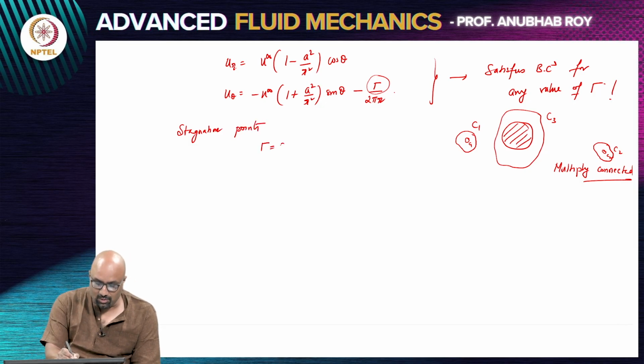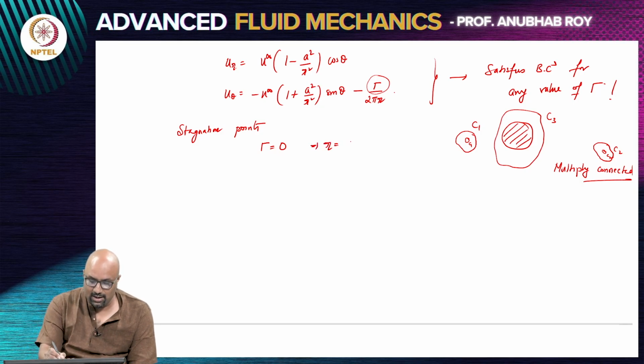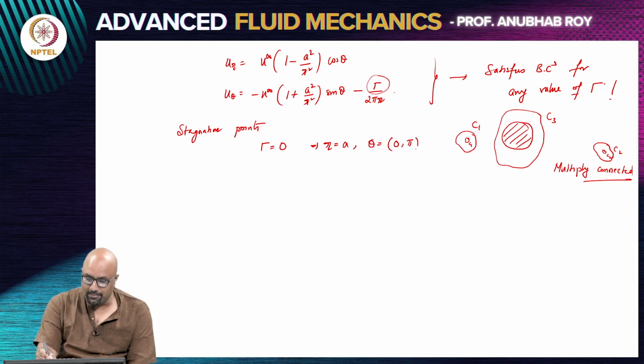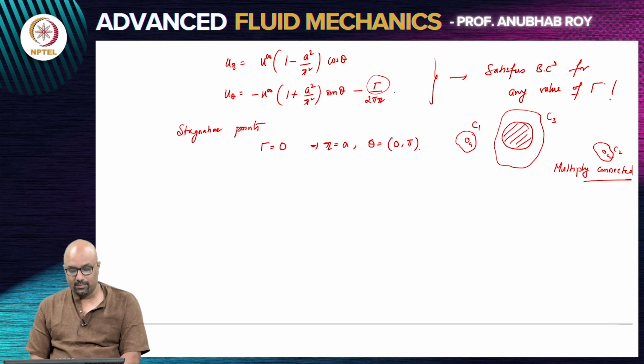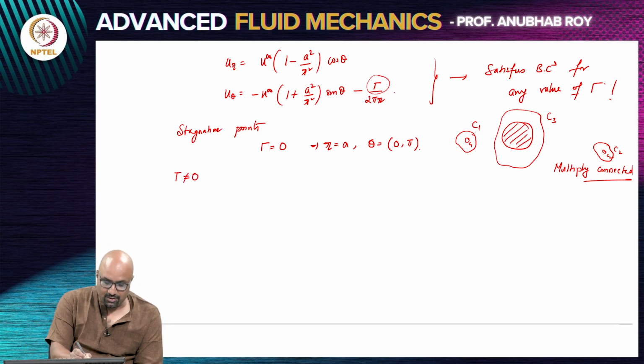If gamma was 0, then the stagnation points are at r equals a, theta equals 0 comma pi, right. The location where the x axis intersects the cylinder, the surface of the cylinder, are the two stagnation points. And we saw basically in terms of the fact that the pressure values or Cp attains a maxima at those two locations. Now, what if gamma was not 0? So, now you are going to see some differences.